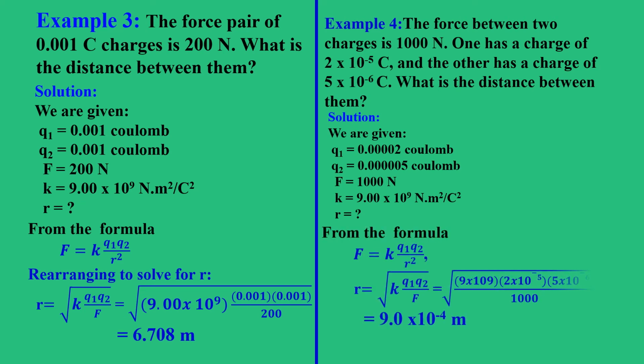So from the formula, F equals K times Q1 times Q2 all over R squared. Solving for R, we have R is the square root of K times Q1 times Q2 all over F. And substituting the values and simplifying, R is 9 times 10 to the minus 4 meters.